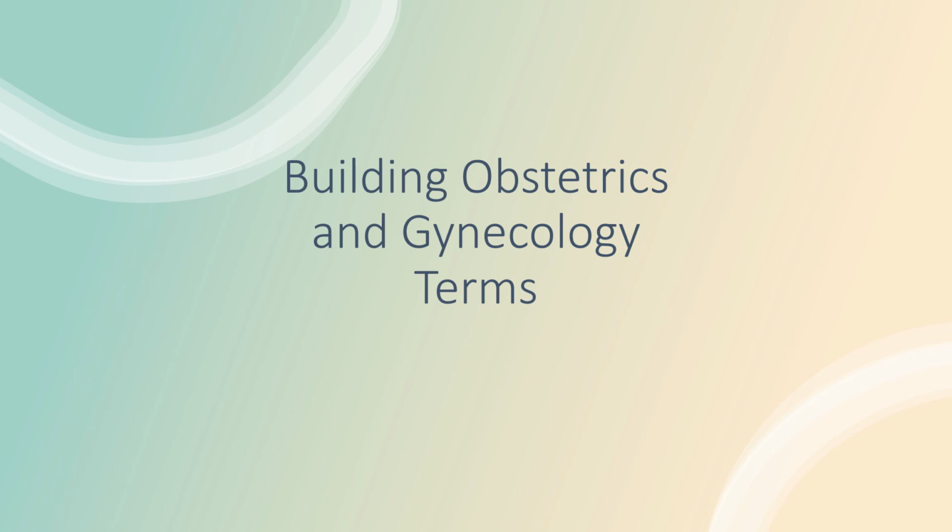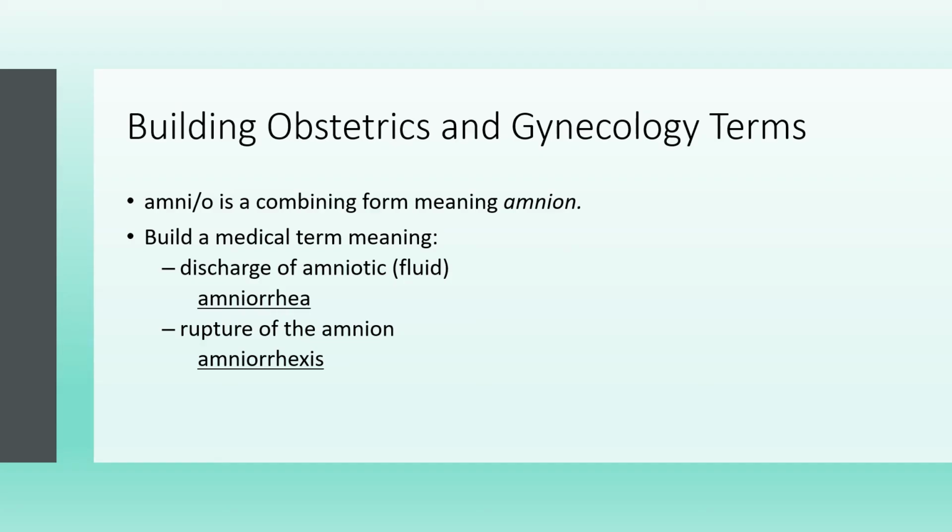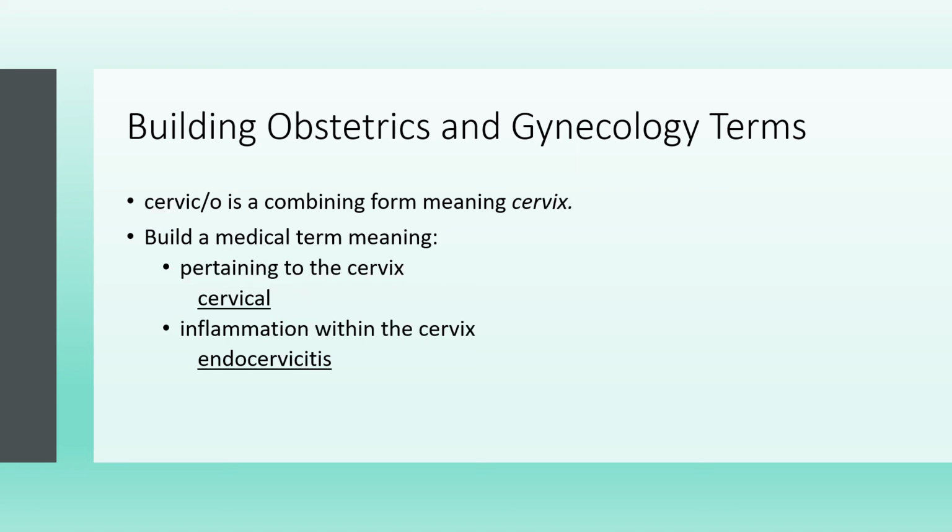Okay, let's build some obstetrics and gynecology terms. Amnio is a combining form that means amnion. Discharge of amniotic fluid is amniorrhea. Rupture of the amnion is amniorexis. Cervical means pertaining to the cervix. Endocervicitis is inflammation of the cervix.